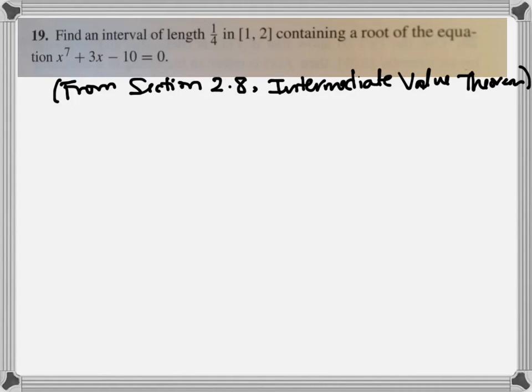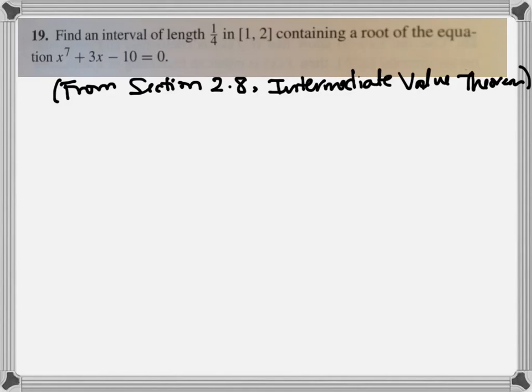Alright, so what I've done is I've opened up to section 2.8 in the book, the section on the intermediate value theorem, and I've plopped my finger down on a random problem from the book. I haven't looked at it before, but I just want to guide you through a problem in real time so you can see my thought process from beginning to end.